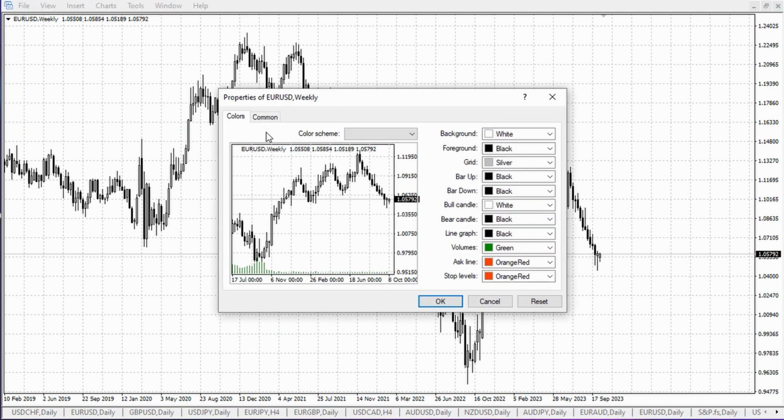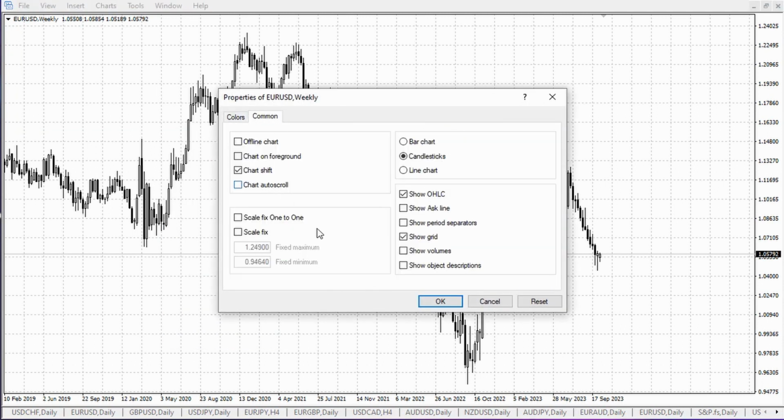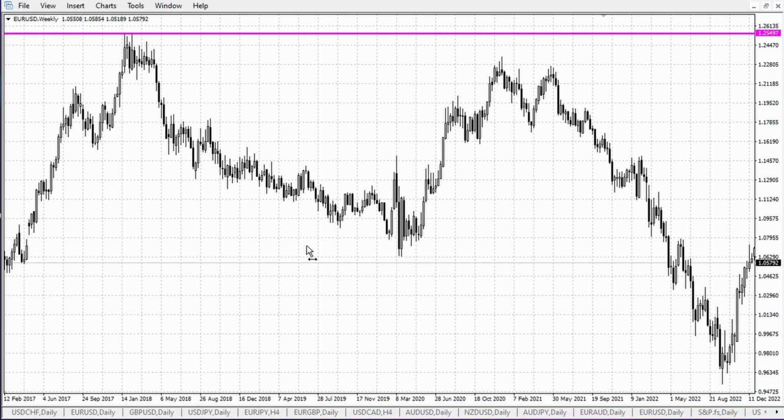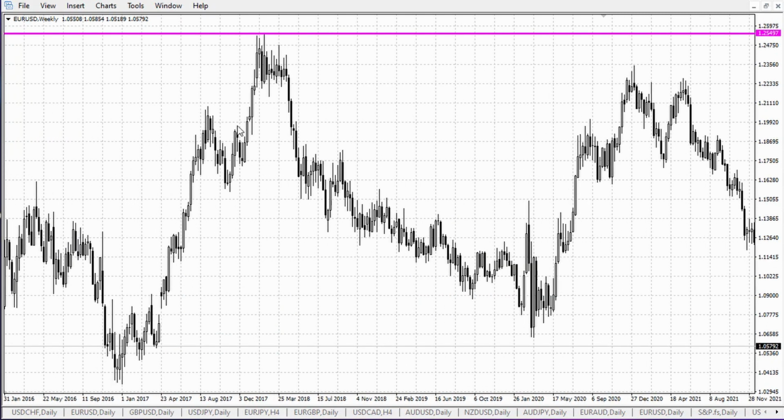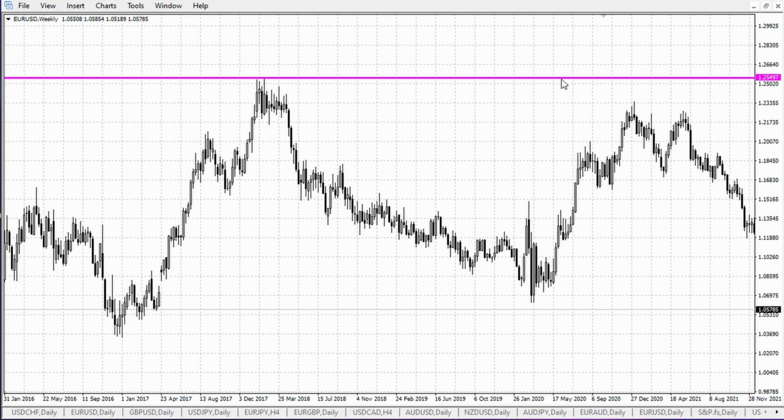Let me get rid of chart auto scroll so it will not move and go back to this. So the price moves for some reason, it stops, it consolidates, and then it can do two things. It can continue the trend or it can reverse and move lower. Where it stops, where the sellers are saying that's enough, you will not move further from this point, this is called a resistance. It is a resistance level.